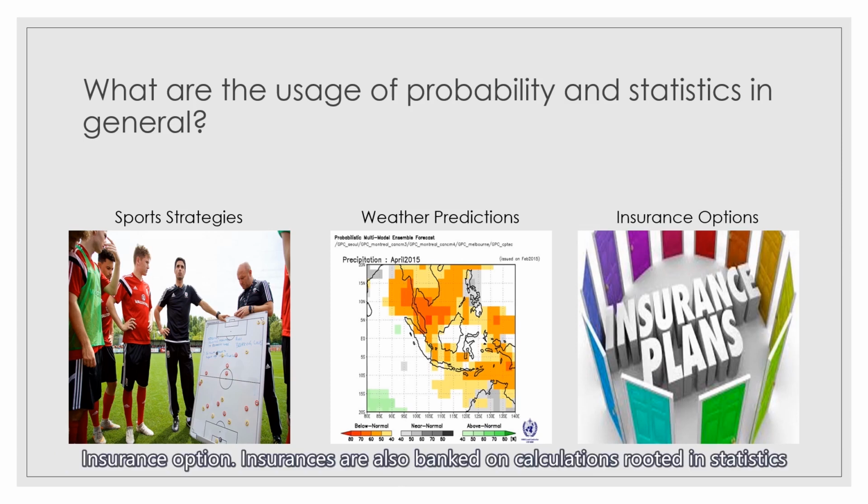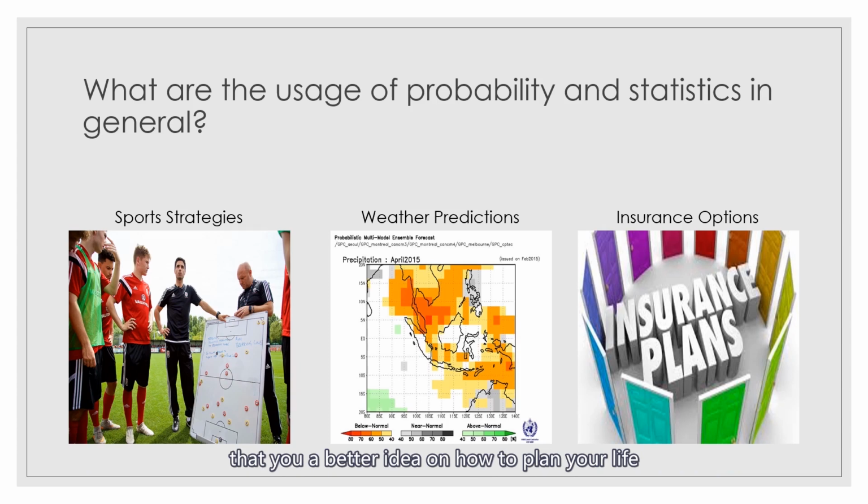Insurance options. Insurance is also based on calculations rooted in statistics. You are able to secure your future better financially through various algorithms, so that you have a better idea of how to plan your life. For example, if 5 out of every 10 residents in your area have encountered fire disasters in the past year, you will likely want to consider buying fire insurance for your house.